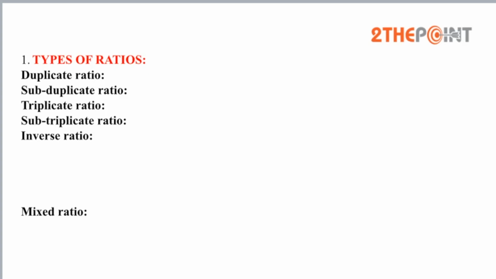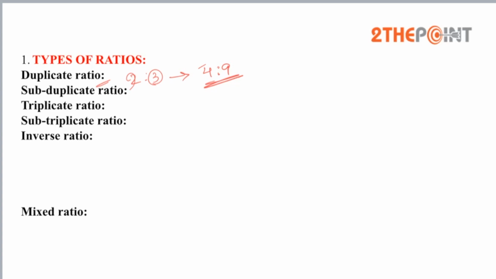First, duplicate ratio. What is a duplicate ratio? A ratio using squares is called a duplicate ratio. For example, you have the ratio 2:3. If it is written as 4:9, that is, the square of 2 is 4 and the square of 3 is 9, then this 4:9 becomes a duplicate ratio.